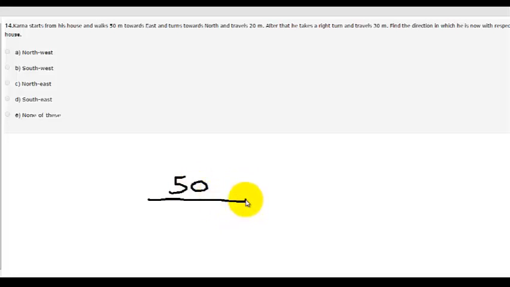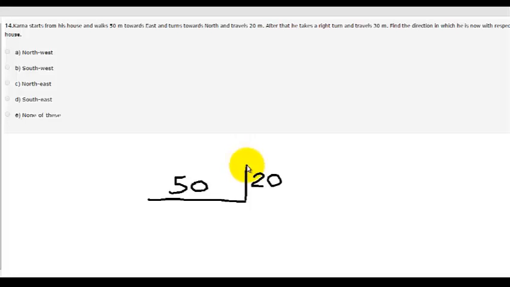He travels 20 meters. Now one more thing to be considered is, when we are talking about 50 meters and 20 meters, we all know 20 meters is smaller than 50 meters. So make your drawing in a way that 50 meters looks greater than 20 meters. You don't have to make this 20 meters this large, right? So keep this in mind. Now next, after that he takes a right turn and travels 30 meters.